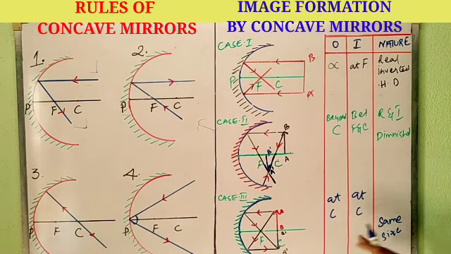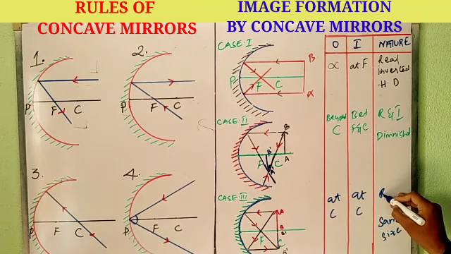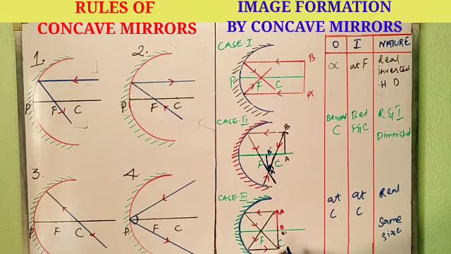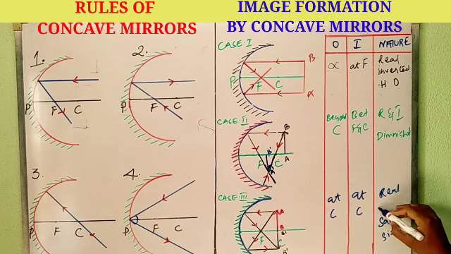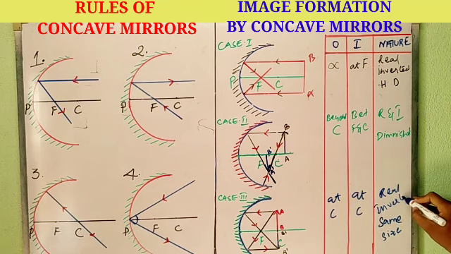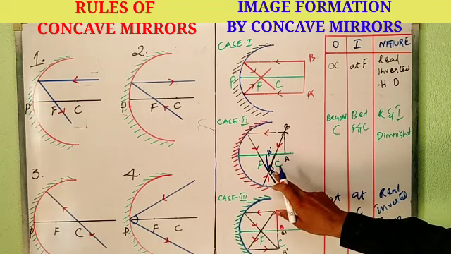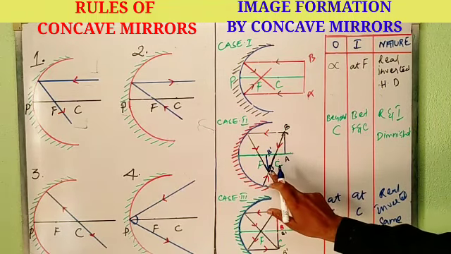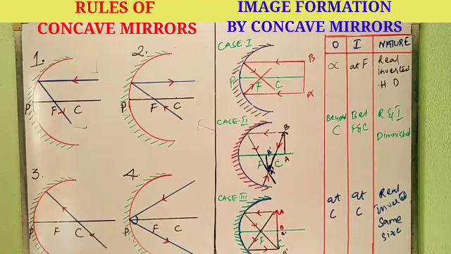And where is the object? At C. Image is at C. Are the reflected rays meeting? Yes, the reflected rays are meeting. So it is real, and you can see the object is like this and the image is upside down. If the image is upside down, we call it inverted. In the second case also you can see the image is upside down because the first ray is this and the second ray is this. So you can see the image is inverted.